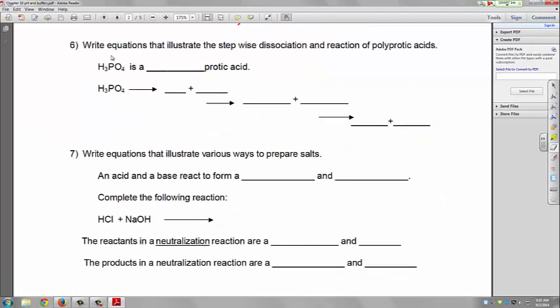Write equations that illustrate the stepwise dissociation and reaction of polyprotic acid. So polyprotic, what does that mean? Well, a monoprotic acid would be something like HCl down here. It just has one proton, mono for one. A diprotic acid would have two. Phosphoric acid has three. There's three hydrogens. So it's a triprotic or polyprotic acid.